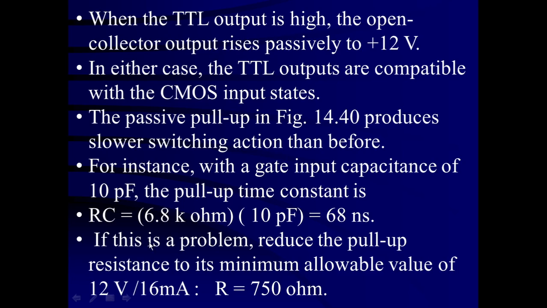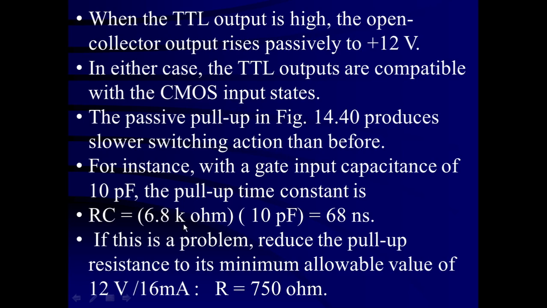If this is a problem, reduce the size of the pull-up resistance to its minimum allowable value. How can we decide what the minimum value of the pull-up resistance should be? Because of the current capacity of the open collector TTL output, if it is standard, then it can pass 16 milliampere current when the output is low. So 12 volt divided by 16 milliampere gives the value of the resistance, approximately 750 ohms.